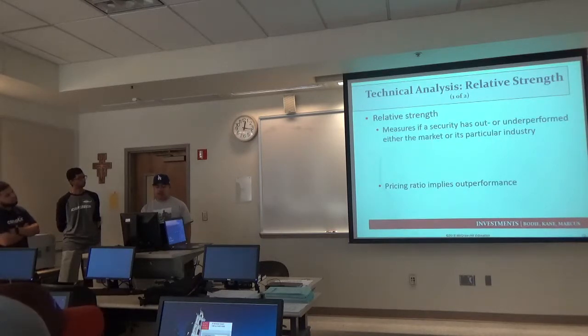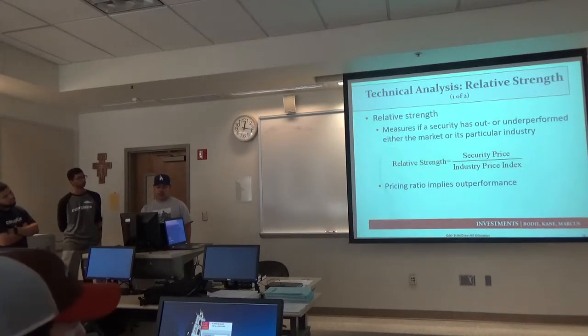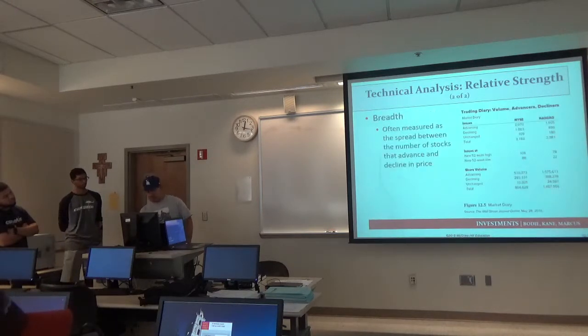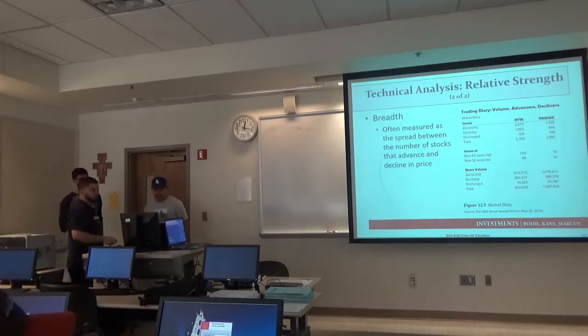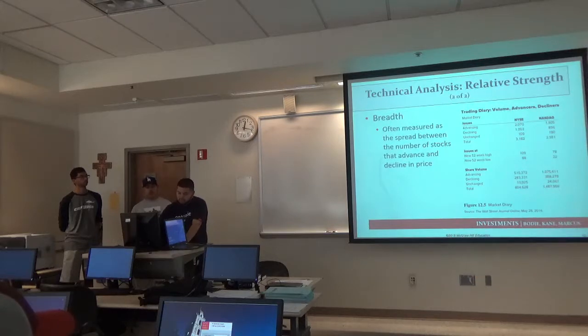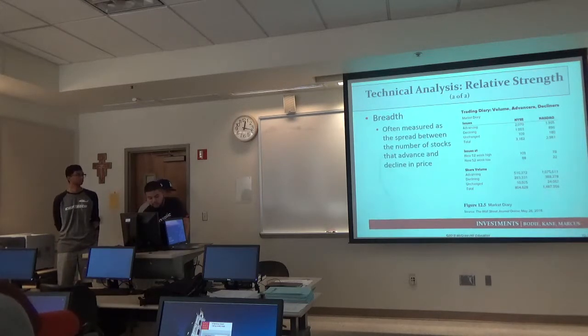And then the relative strength basically measures if a security has outperformed or underperformed either the market or its particular industry. And the formula right there gives it to you. Relative strength equals the security price over the industry price index. And then a rising price ratio implies outperformance. So the breadth of the market is often measured as the spread between the number of stocks that advance and decline in price, and then the little diagram is just a trading diagram which shows the volume of advancers and decliners.